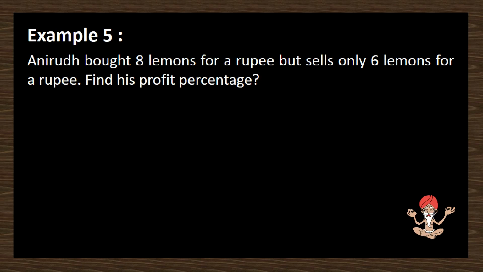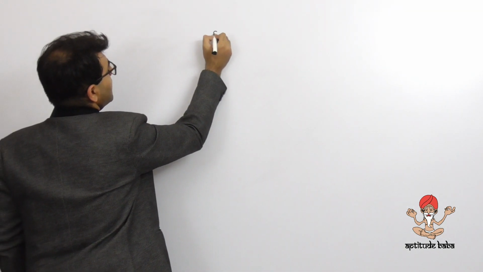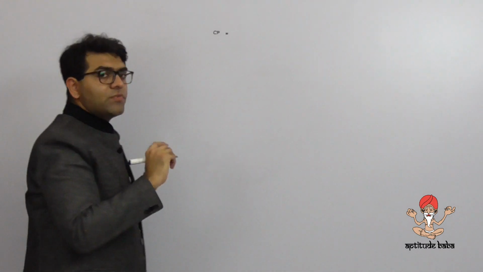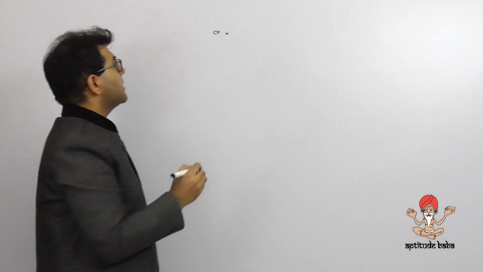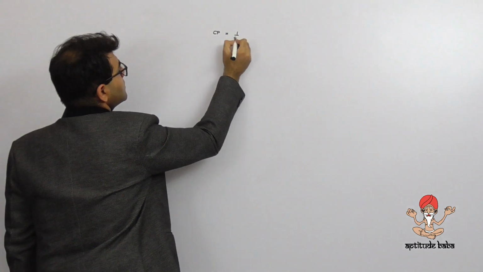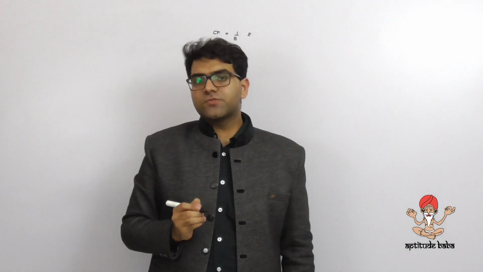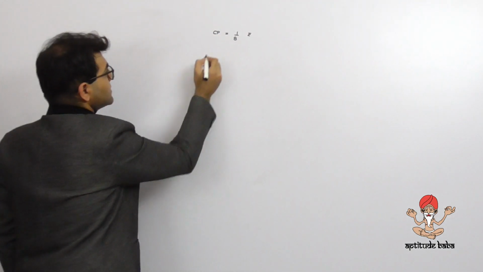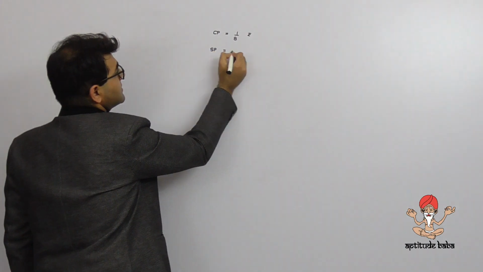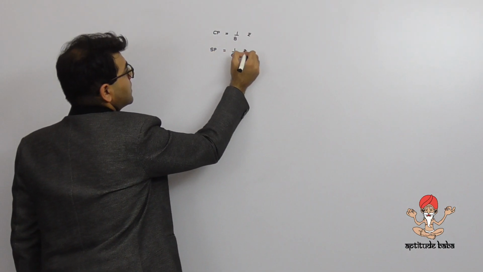Anirudh brought 8 lemons for a rupee but sells only 6 lemons for a rupee. Find his profit percentage. This question is pretty similar to the question that we have just discussed. Anirudh अगर 8 lemons 1 rupee में खरीद रहे हैं, तो can I say that the cost price of 8 lemons is a rupee, which implies that the cost price of 1 lemon is 1 by 8 of a rupee. He sells 6 lemons for a rupee. Now, if he sells 6 lemons for a rupee, can I say that the selling price of a single lemon is 1 by 6 of a rupee?